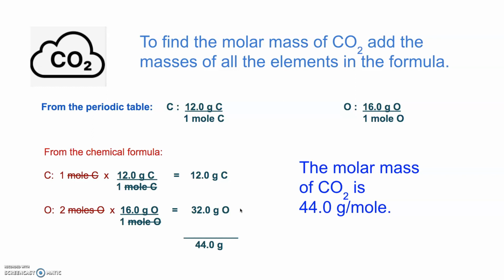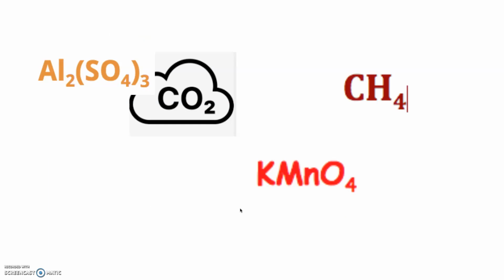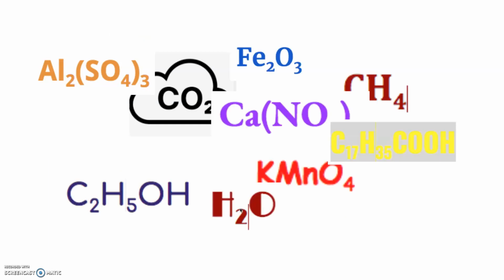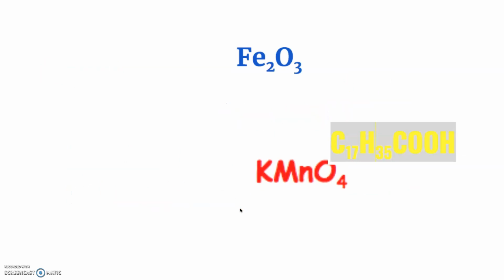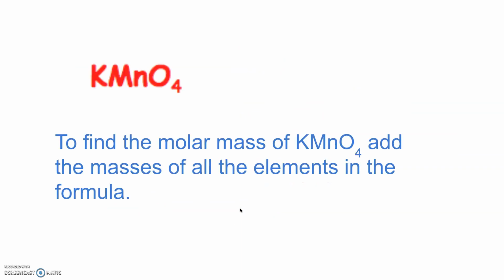We found that out by figuring out how much mass of each of the elements is in a mole of the compound. And we can do this for any compound. We did it for CO2. It turns out we can also do it for this compound, KMnO4, potassium permanganate. It contains 3 elements, and to find the mass of 1 mole of the compound, we've got to figure out how much mass each of the elements contributes.